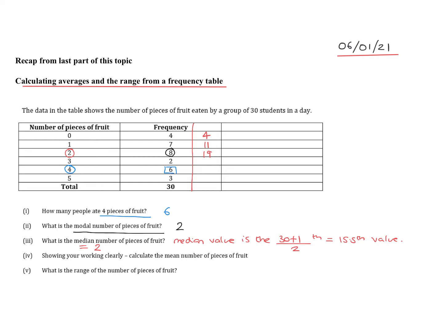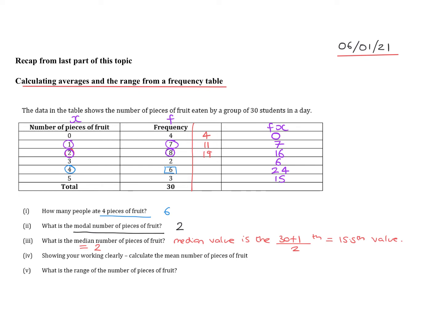Now, part 4, we've got to calculate the mean number of pieces of fruit, something we did last term. And you will notice again, there is a blank column here for us to make use of, and that is for the number of pieces of fruit, which I'll call x, multiplied by the frequency, which I'll call f, so fx. So there were 4 people who ate 0 pieces of fruit, so that's 0 pieces of fruit overall. Now there's then 7 people who ate 1 piece of fruit each, so that's 7 pieces of fruit. 8 people ate 2 pieces of fruit, so 16 pieces of fruit. So we multiply the frequency by the number of pieces of fruit. So we've got 6, we've got 24, we've got 15.